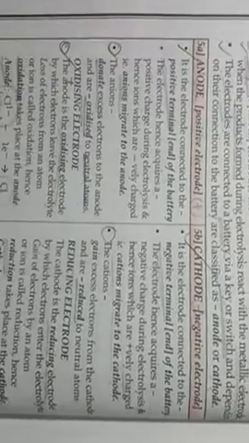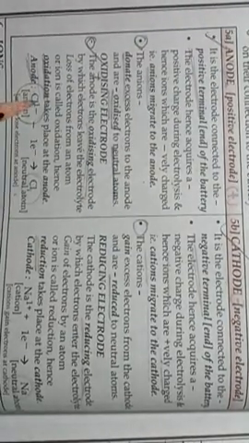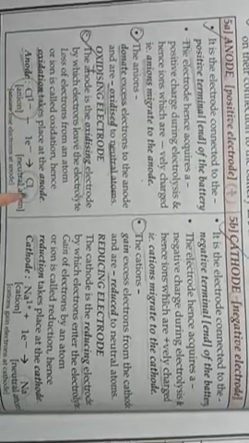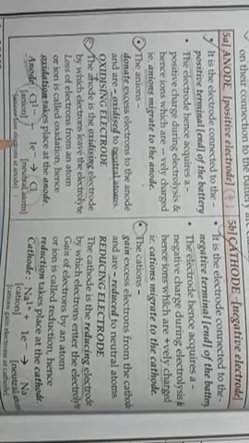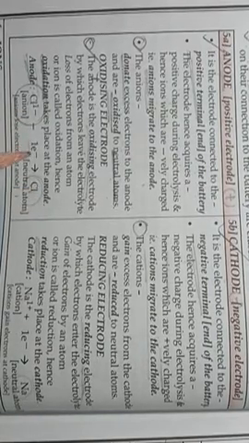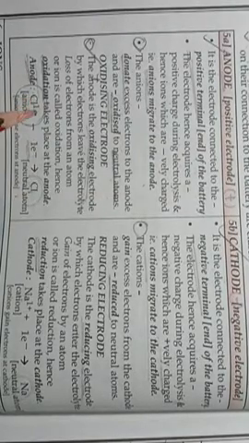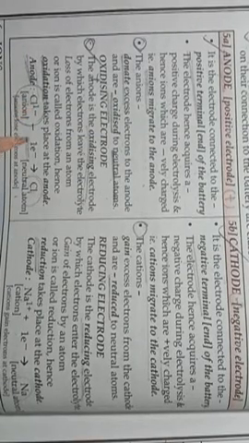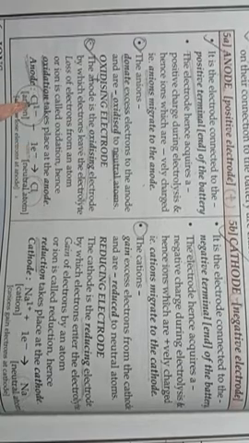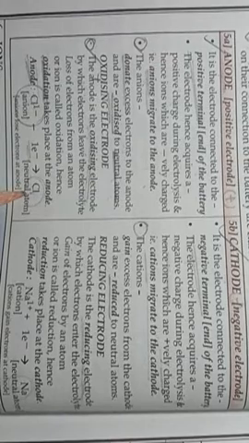As you can see from here, at anode Cl minus ions are oxidized in the form of Cl atom by loss of one electron. Okay, so this Cl ion has a unit negative charge, and this unit negative charge will be given up by the Cl minus ion, and then it will be converted in the form of a neutral atom.